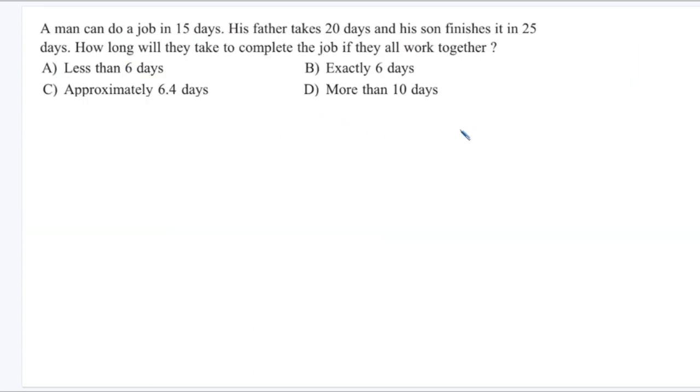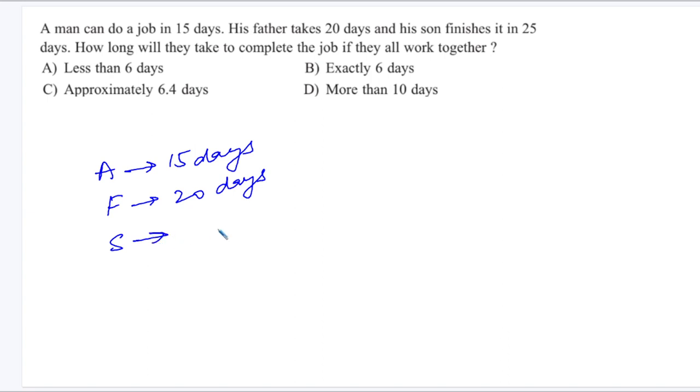Now this question is also one of the previous year questions. Let's check. A man can do a job in 15 days time. Okay, there's a man who can do a job in 15 days time. His father takes 20 days for the same job, and his son finishes the same job in 25 days.